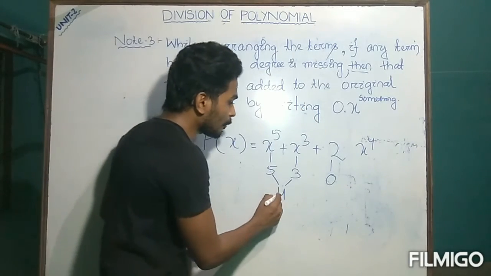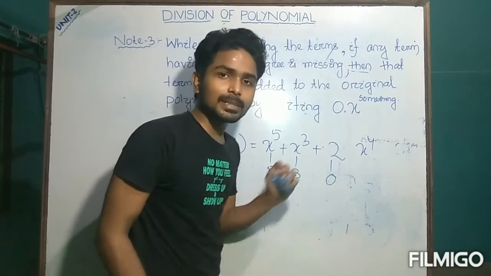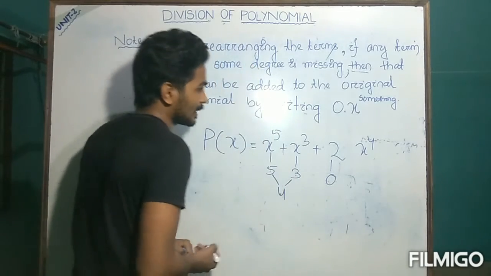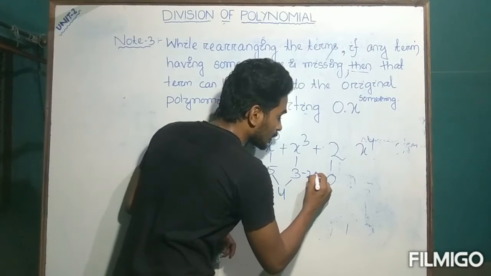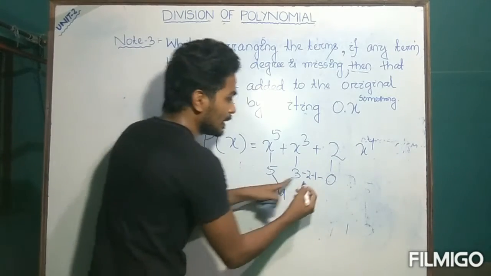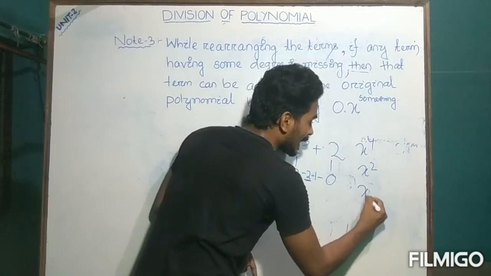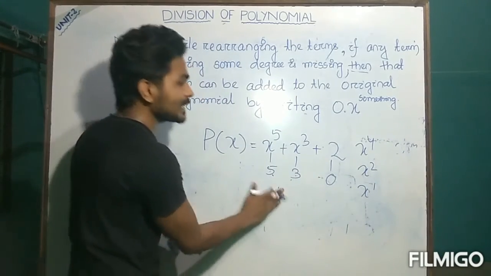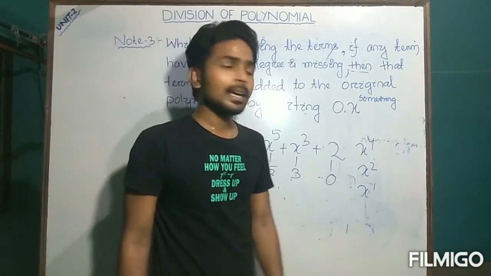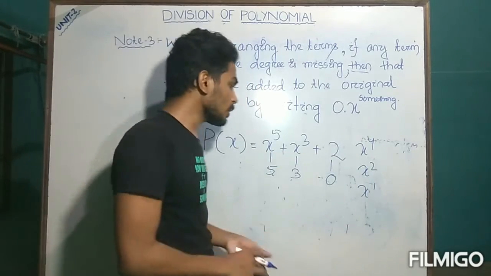So 5, 4, 3. Between 3 and 0, how many terms are missing here? 2 terms are missing here. What are they? One term having degree 2 and the other term having degree 1. So this term will be x square and this term will be x. So these 3 terms are missing in this polynomial. You have to add all these 3 terms to the original polynomial.